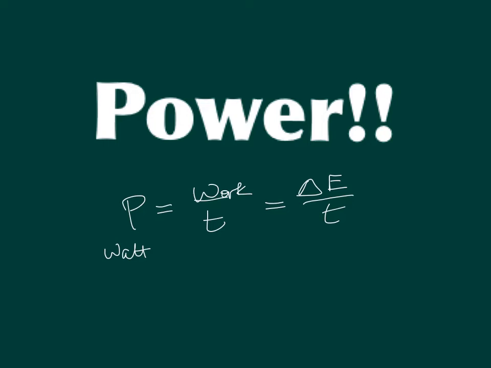Now, your energy is in joules and your time is in seconds. So a watt is a joule per second. So we just rename it a watt. But it's important to know actually that it's a joule per second.